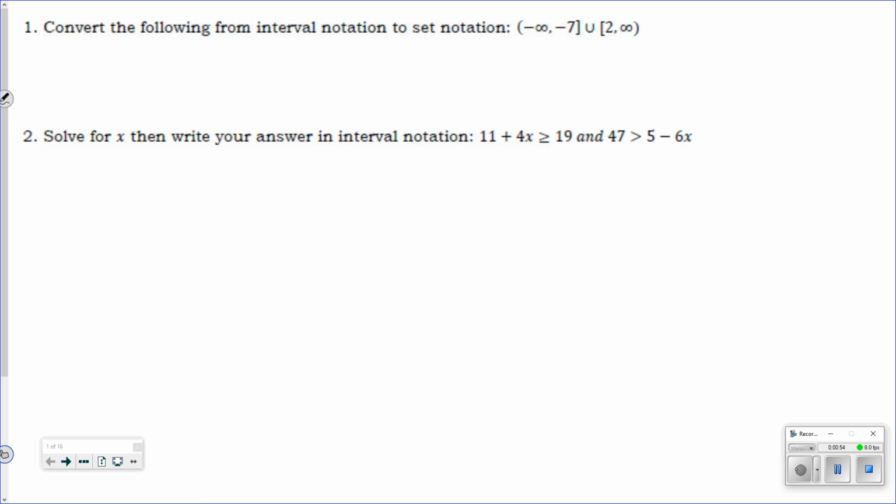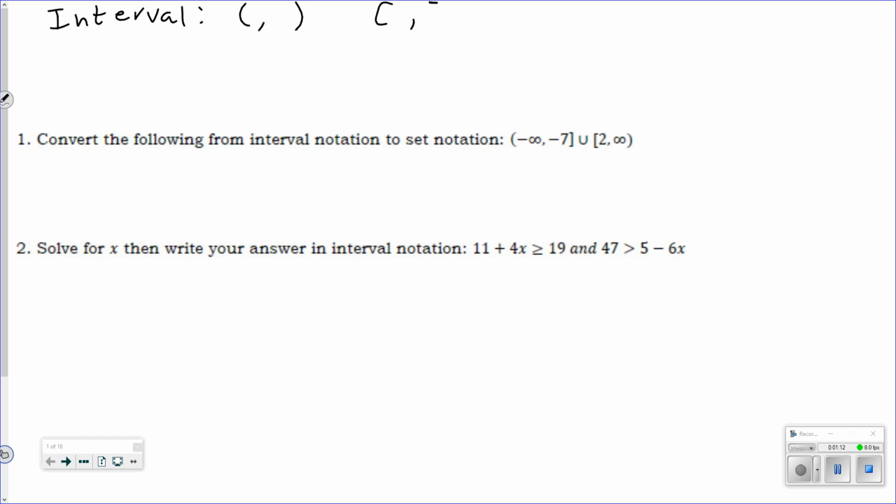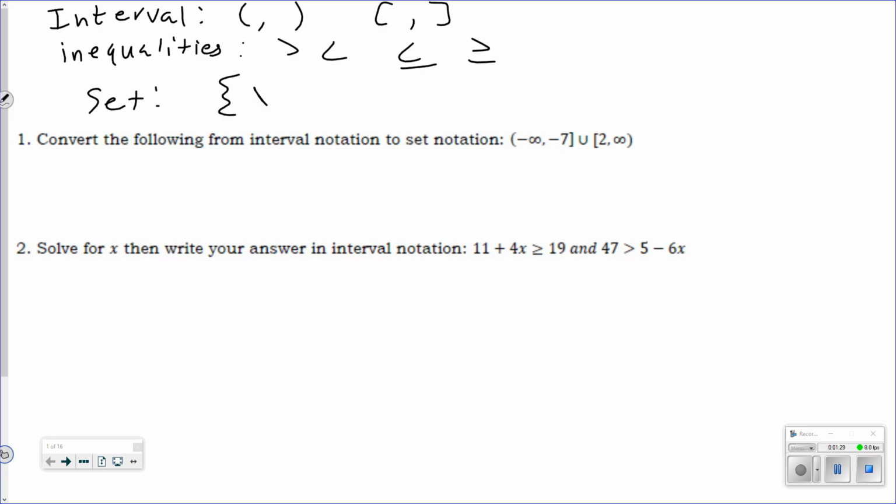Convert the following from interval notation to set notation. Remember, interval notation has the parentheses or the brackets. Inequalities have the greater than, less than, greater than or equal to, or less than or equal to. And set notation is for the fancy brackets, right?